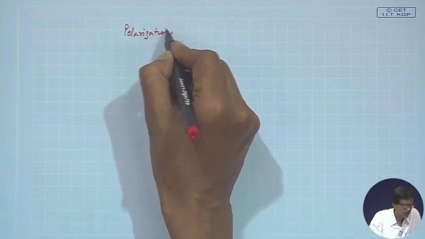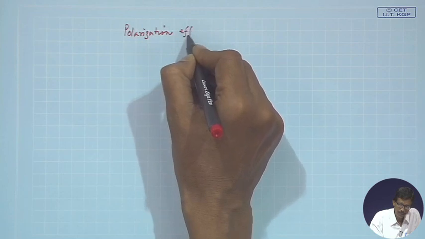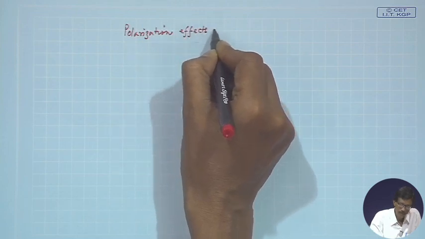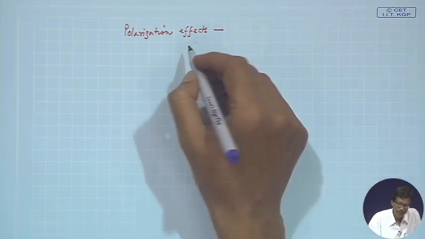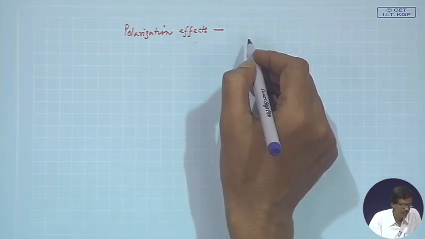Polarization effect. So, as we have seen just now, E applied is equal to E cell minus IR in the electrochemical cell.